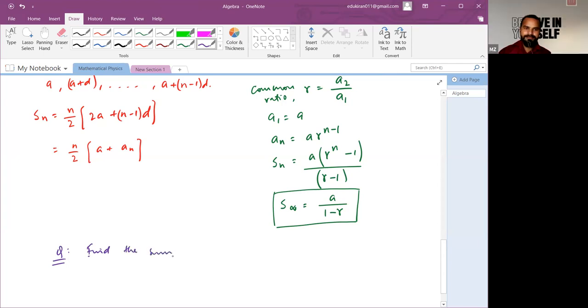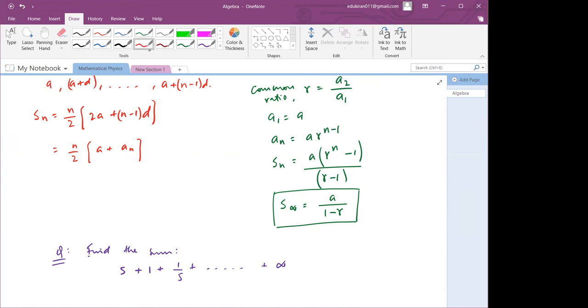Find the sum: 5 plus 1 plus 1 by 5 plus so on to infinity. Just check whether this sequence is in AP or GP, and on the basis of that define the sum. Try to solve, everyone. Sir, what is the last term? Infinity.